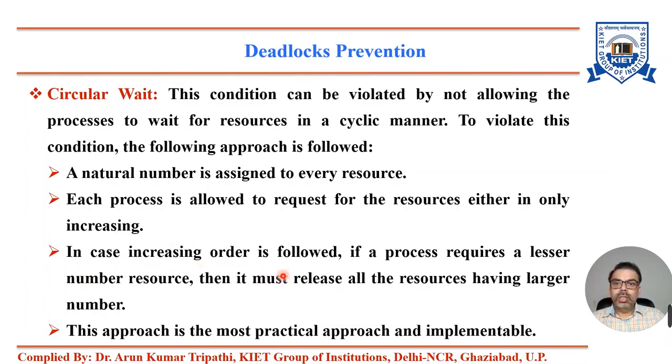In case increasing order is followed, if a process requires a lesser number of resources, then it must release all the resources having larger number. So if I have a resource that has the number 10, and I require a resource that has the number 8, firstly I have to release the resource number 10. This approach is the most practical approach and implementable.